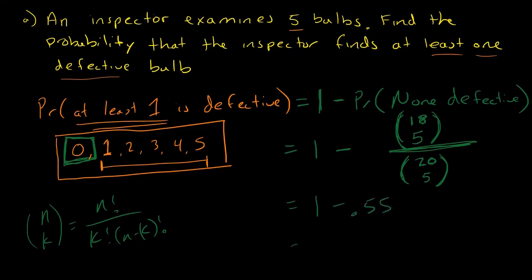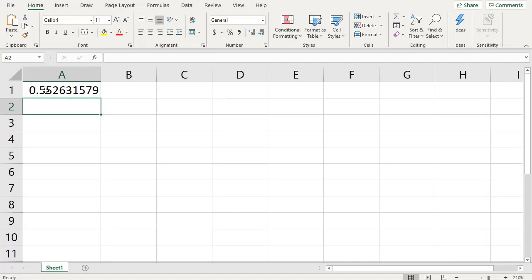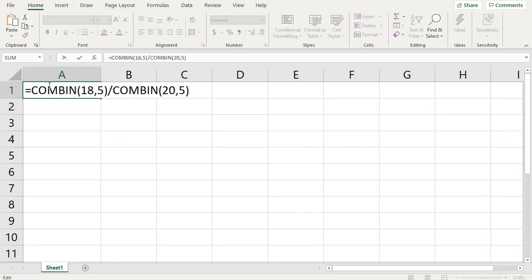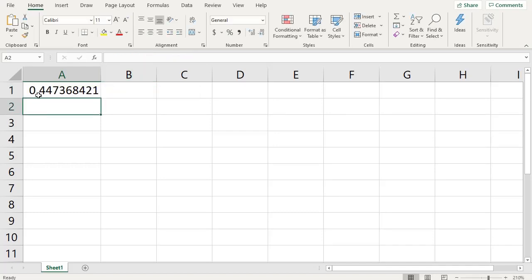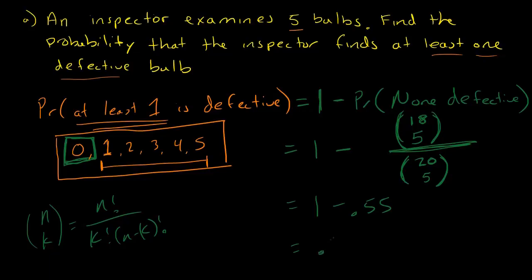Now I can go back to Excel and do this calculation. I can actually just double click on this formula and then do 1 minus in front of it. Press enter, 0.44, if I round that, it'll be 0.45. Okay, so it's a pretty good chance that this inspector is going to find a defective light bulb. He has a 45% chance of finding at least one defective.